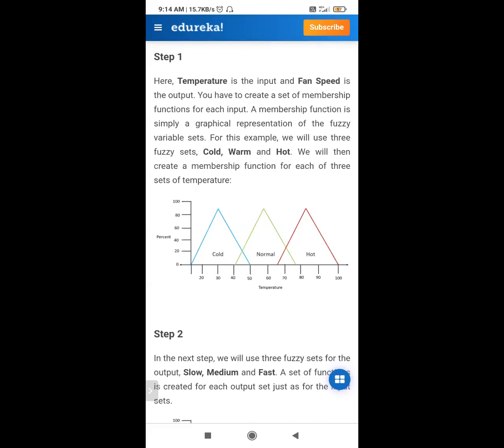Okay, here I have three sets of temperature: cold temperature, normal or warm temperature, and hot temperature. These are the three types of temperatures here. Now this is how to draw the graph. Cold means between 0 to 50, warm means between 40 to 75, and hot means between 65 to 100. So this is how the range of temperatures are.